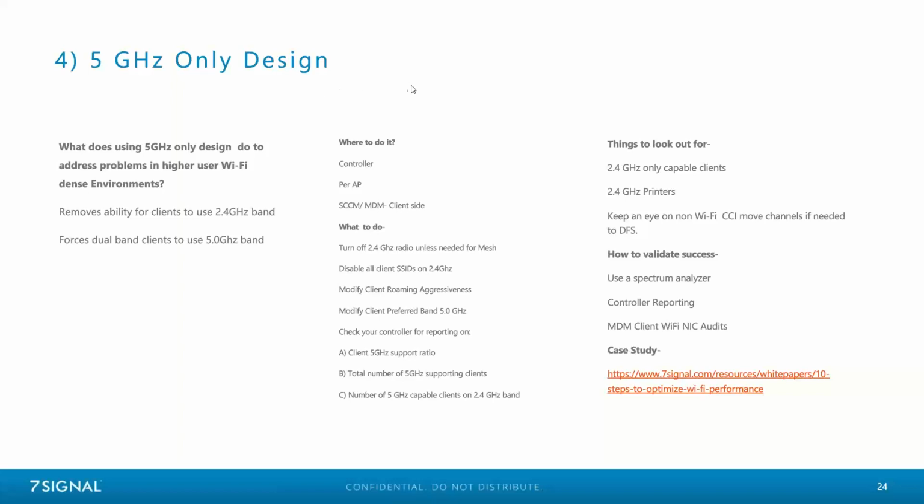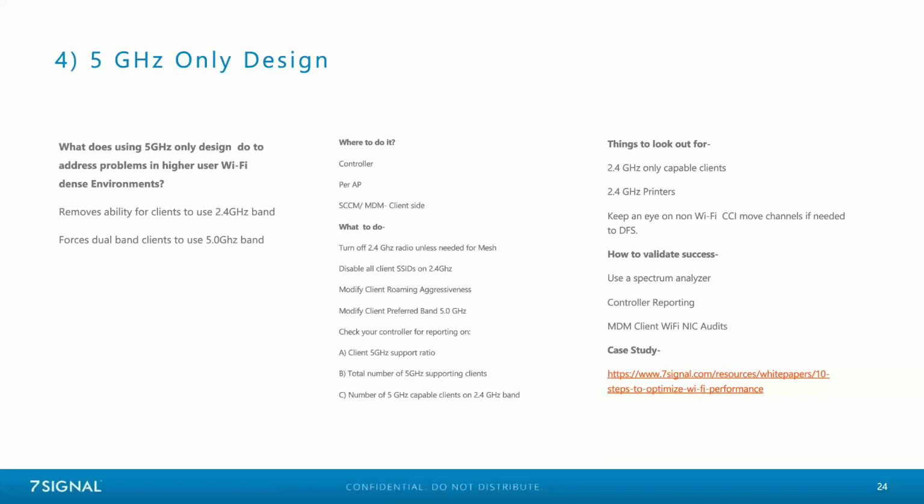So when I talk about going to a 5 gig only design and moving even to smaller channel widths, keep an eye on that non-Wi-Fi interference. If you've got something in a UNII channel that you're using, move your devices to another plan, especially if it's business critical. Again, to see where things are and how things are progressing, use spectrum analysis and controller reporting. And if you move to having the devices set through GPO to a preferred band, your MDM client solution should be able to report and show how that is going.